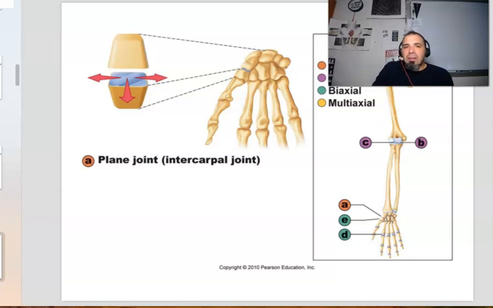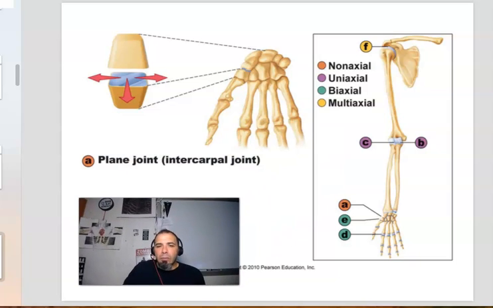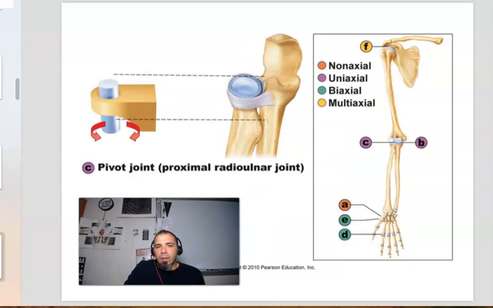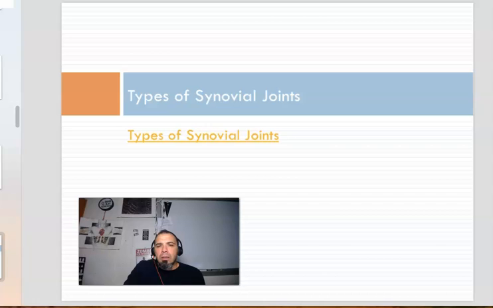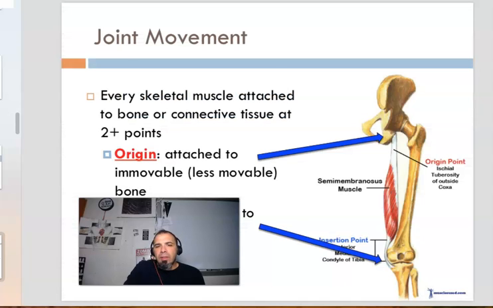I'm not too worried about these, but know which ones are non-axial, uniaxial, biaxial, or multiaxial. So this is just showing you the differences there. All right, there's a type. So let's talk about these movements.